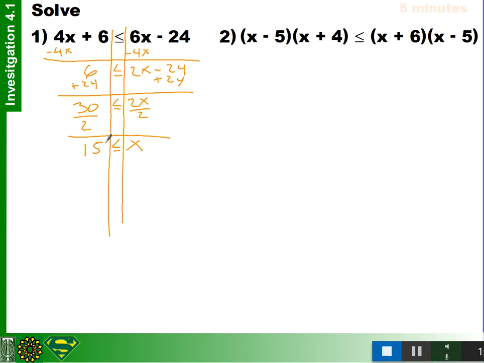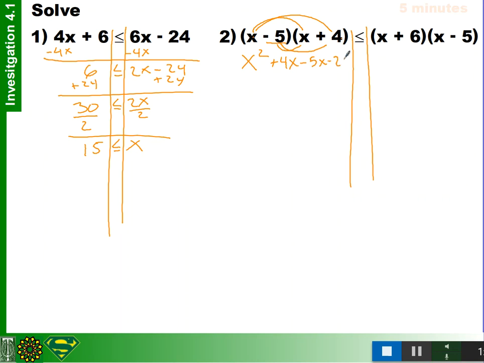For our second problem, same basic idea, but we have an added layer of complexity in that we have a quadratic expression. Now, even if we haven't talked about quadratics, you can still do this problem. So what does it mean when two things are right next to each other? It means multiply. So that means this x is getting multiplied to everything inside the other binomial. x times x is x squared. x times 4 is 4x. Negative 5 times x is negative 5x.